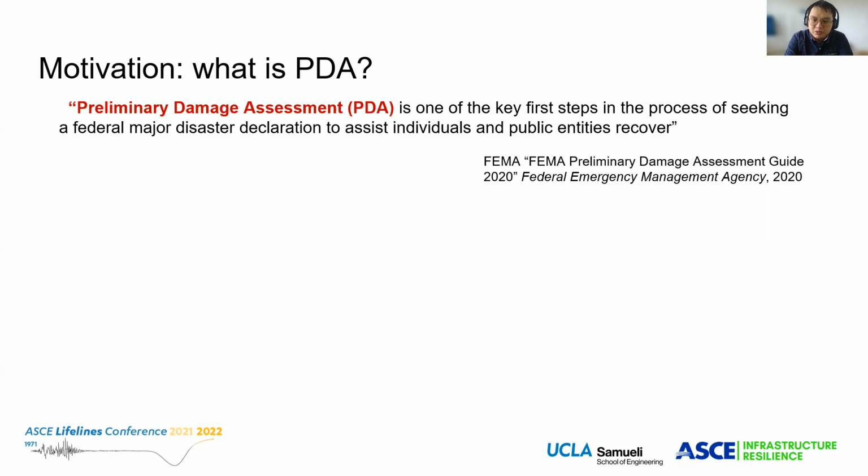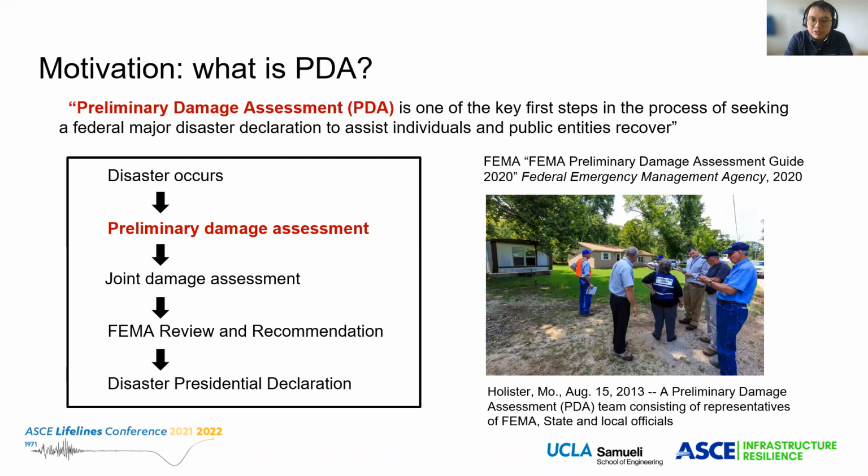Then let me show you the flow chart for the post-disaster response. After a disaster, the local and federal governments will conduct PDA. Then they will have the information about where the damage is more severe. Next, the joint damage assessment teams will be formed and assess the damage level in these destroyed areas. FEMA will then review the result and give the suggestion for presidential declaration.